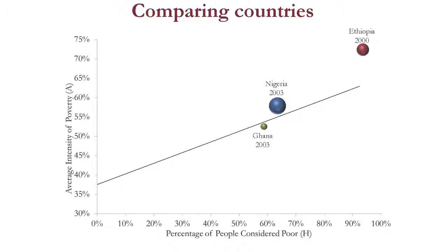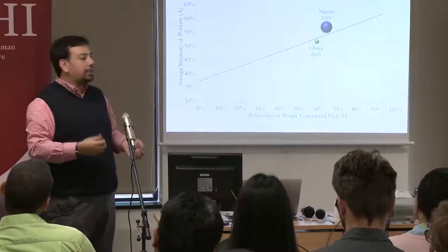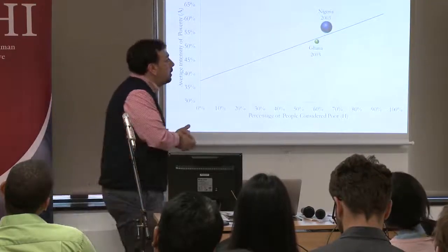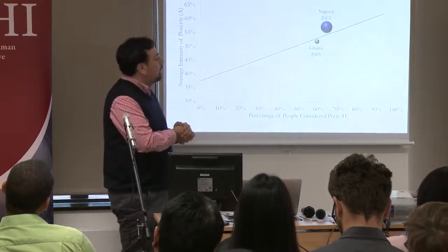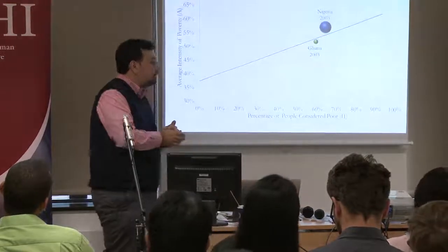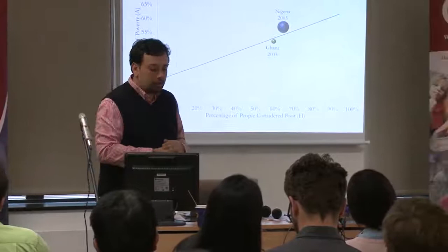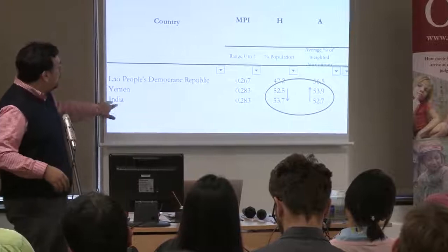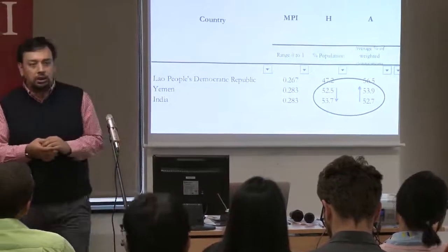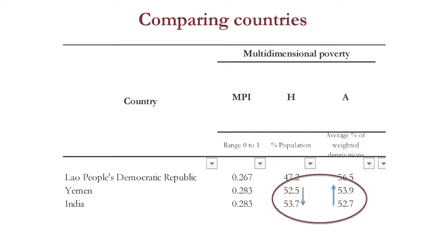For instance, we didn't have this a few years ago, and someone came up and said, okay, why don't we put the graphs, the MPI, in a two-axis graph with headcount and intensity? Oh, makes sense. For instance, when you are comparing two countries or three countries, Ethiopia, Nigeria, and Ghana, 2000, 2003, and 2003 in all cases. Why do I want to show you this? Because when you are comparing countries, you have to go a bit further.